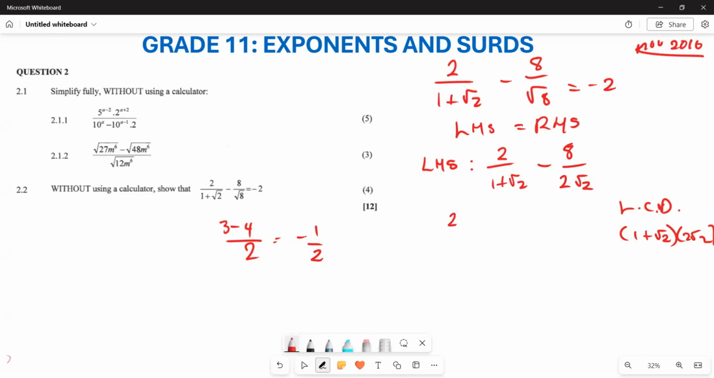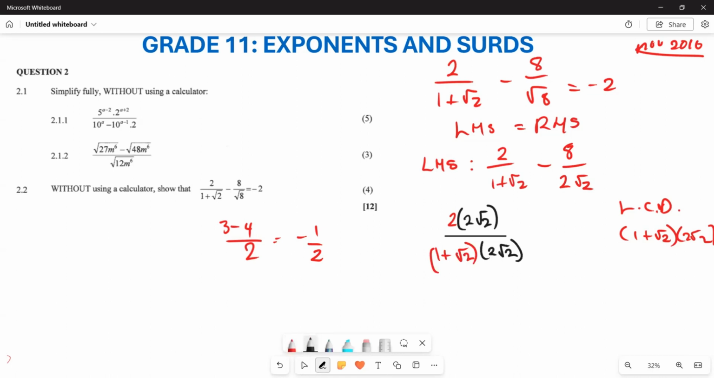Now multiply by what? What is it that you don't have on this side? You don't have 2 root 2, right? So this is going to be 2 root 2 in your numerator. And similarly in the denominator, you're going to have what? 1 plus your root 2, close bracket, then multiply by what? Multiply by 2 root 2.